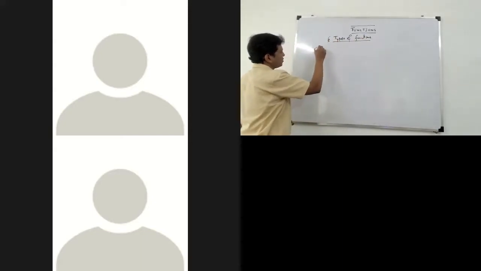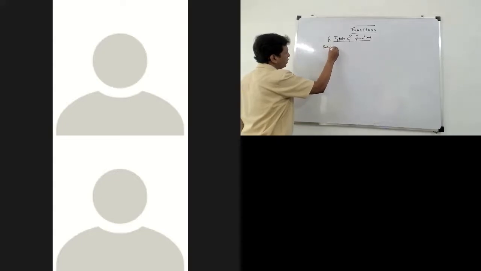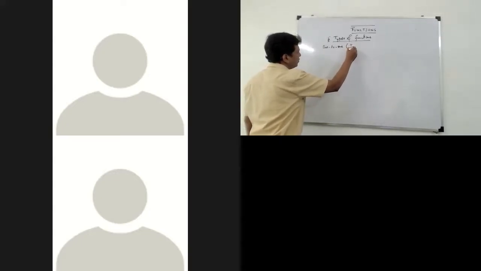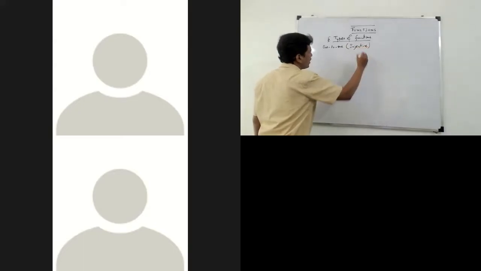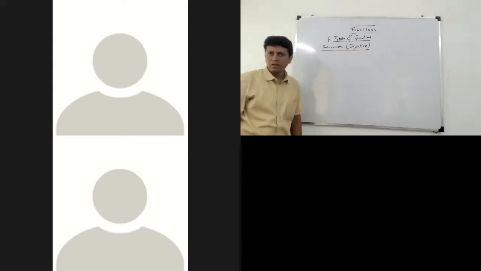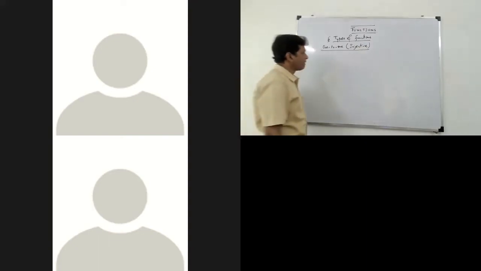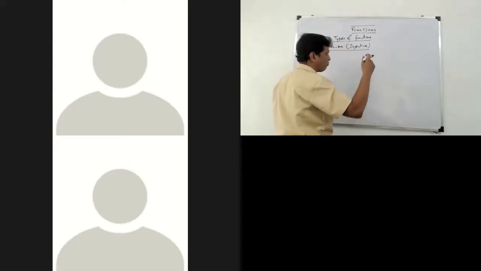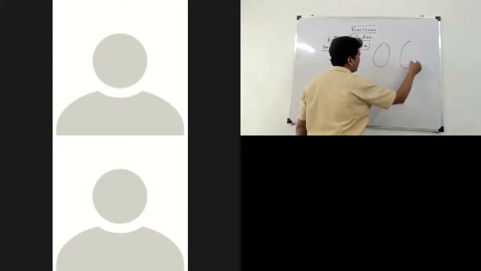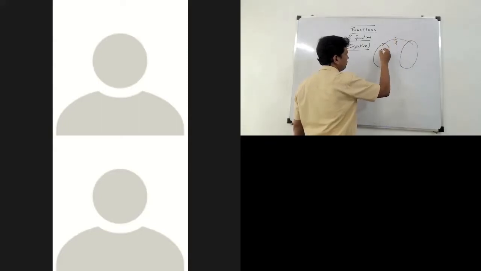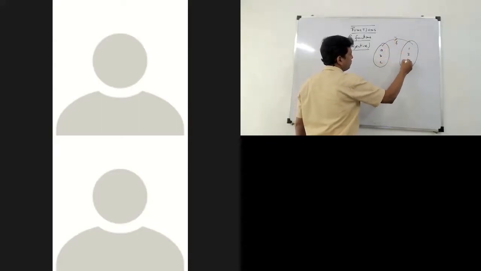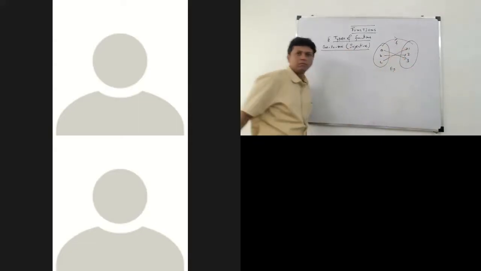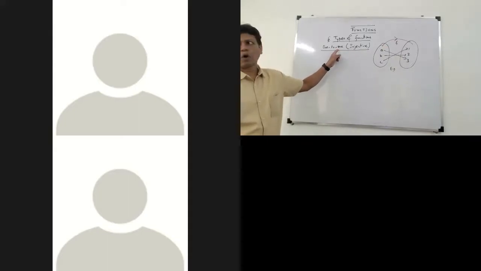Types of functions, the first type is one-to-one, or sometimes it is called injective. Okay. So let me draw the third diagram that I have drawn. Let me start with the diagram. This is an example of one-to-one.